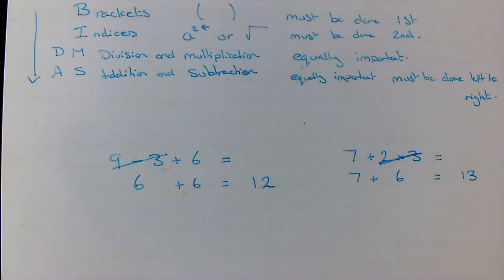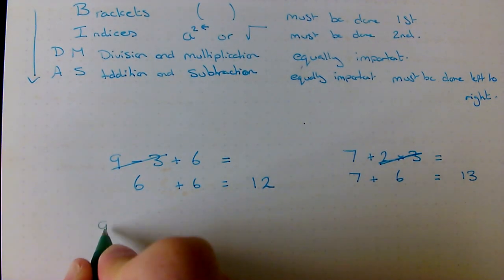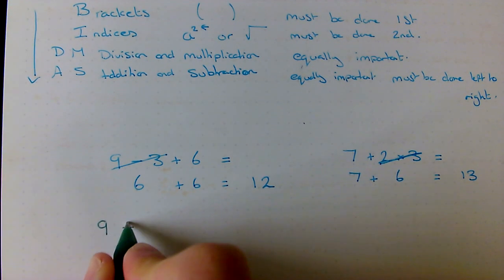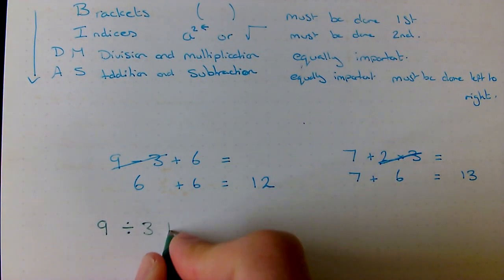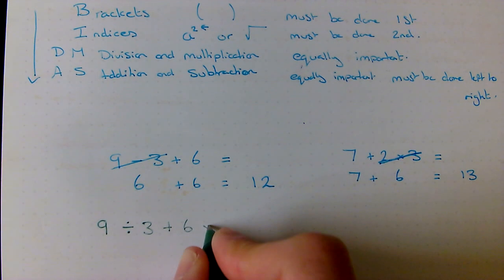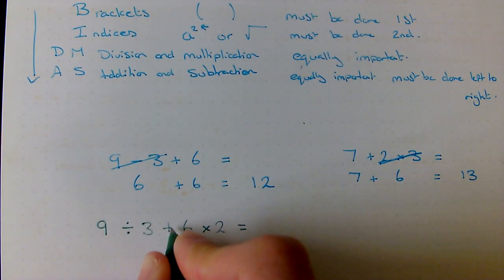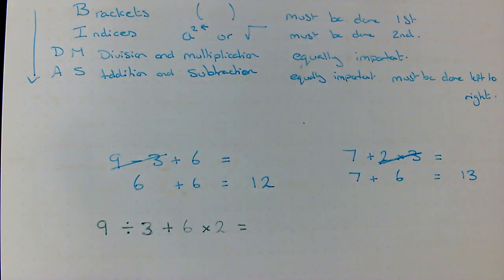Okay, so this time let's use the green pen. Let's go 9 divided by 3 plus 6 multiplied by 2. So we've got 3 things to go in there now. Okay, so if we have a look, we've got a division, an add and a multiplication.